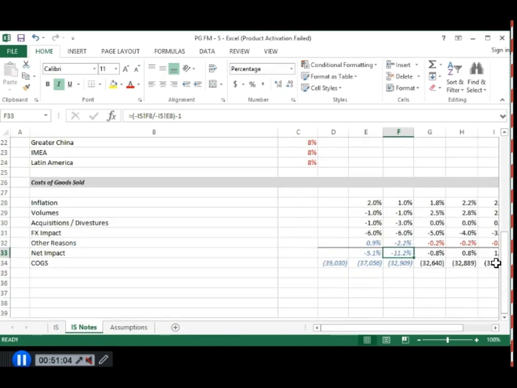There was a problem in linking, so here it got reduced by 5.1% and here it got reduced by 11.2%. How am I getting this? This is just linked to the income statement sheet. In the income statement, I have taken this year's sales, divided it by previous year's sales and minus 1, which gives me the increase in cost. So the increase in cost is minus 5.1%.